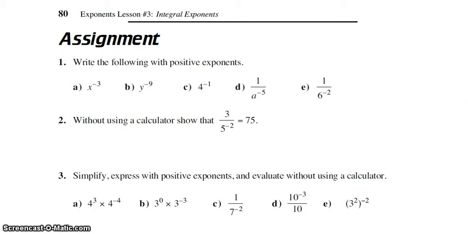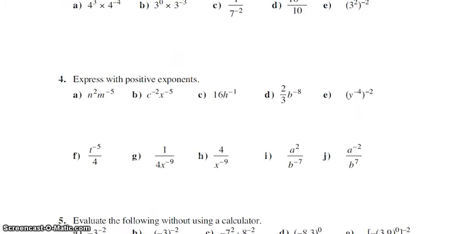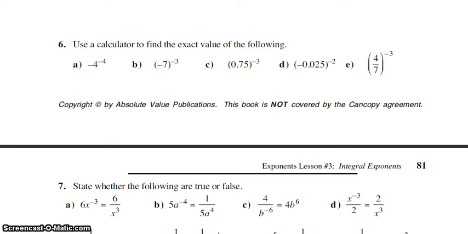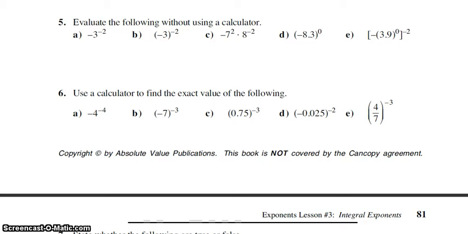So let's start. This is page 80. I'll scroll down. I'll pick a few questions. So let's start with question 5. I'm interested in A and B. Here we have two expressions, one without a bracket, one with a bracket. I just want to show the difference.